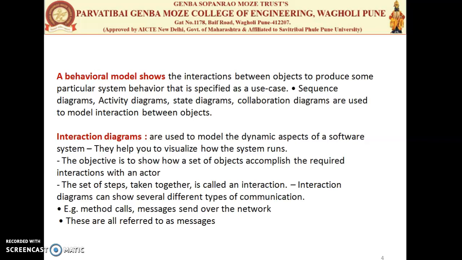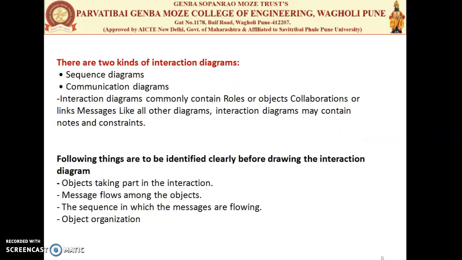There are two types of diagram, as we said. First is the interaction and second is the communication, or we can say the collaboration. The interaction diagrams commonly contain the roles or objects, collaborations, and message links. Like other diagrams, the interaction diagram may contain some notes and constraints also. The interaction diagram we will see in the second part of this unit. First we'll focus on the behavioral modeling.